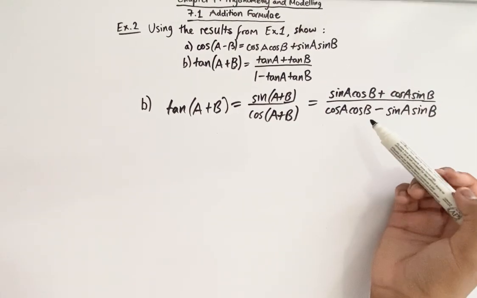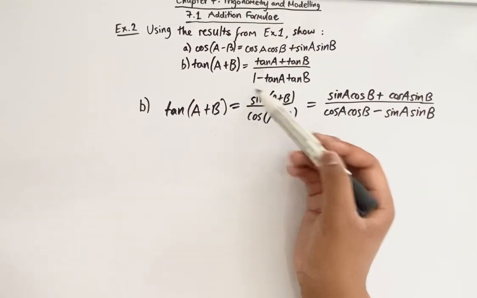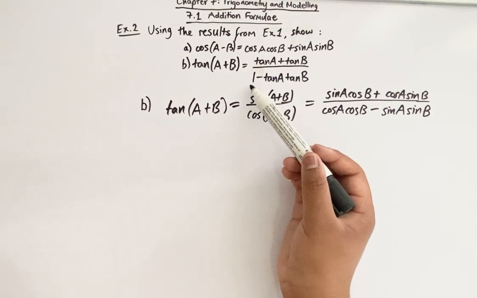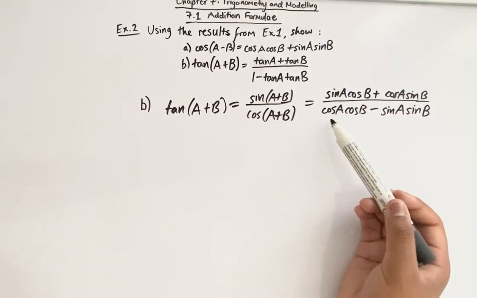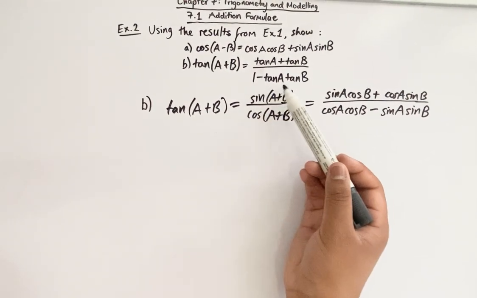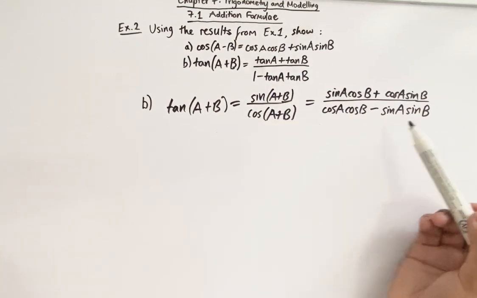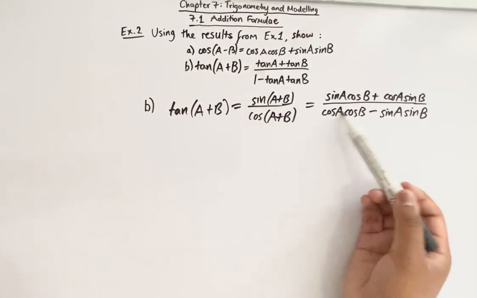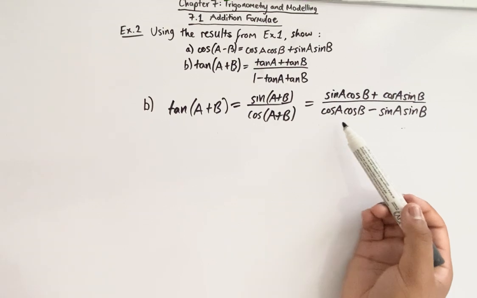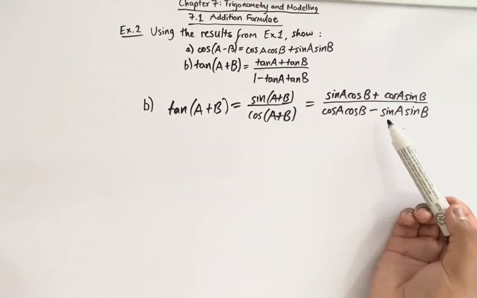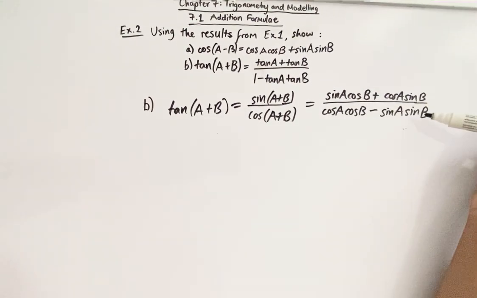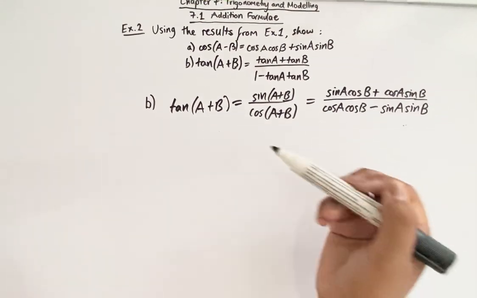Now we want to get this into the form of this. We can see the denominator has a 1 instead of a cos a cos b, and it has a tan a tan b instead of sine a sine b. How can we get from this to this? We can see that we can divide by cos a cos b, but if we divide on the denominator, we have to do the same on the numerator.